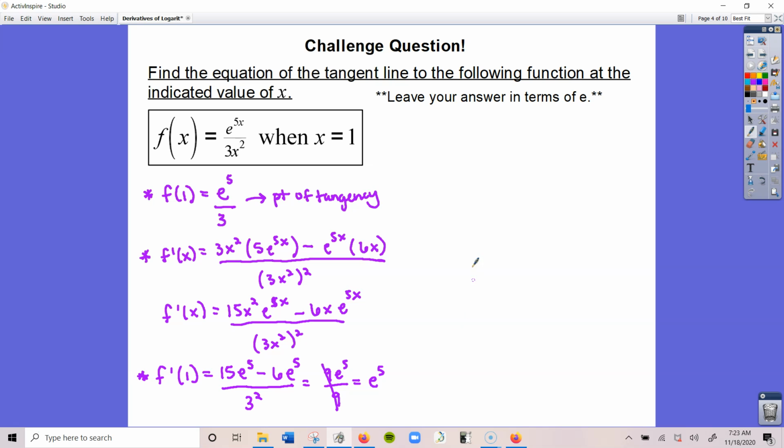So now I'm ready to write the equation of my tangent line. I have my point of tangency, which is the 1 and the e to the 5th over 3. And then I have my slope, which is e to the 5th. So y minus e to the 5th over 3 is equal to e to the 5th times x minus 1. And that would be the equation of my tangent line.